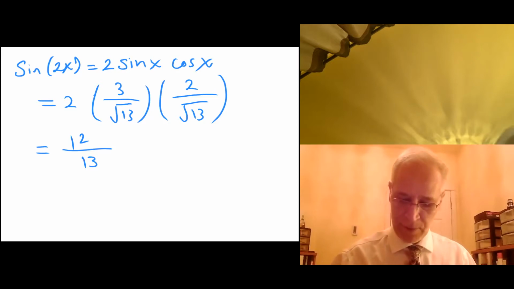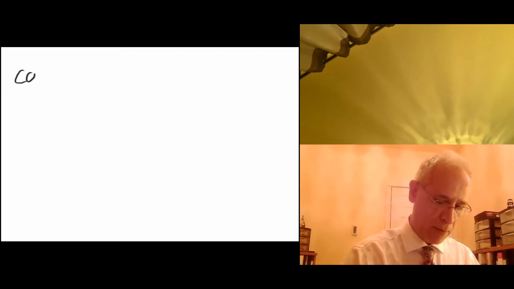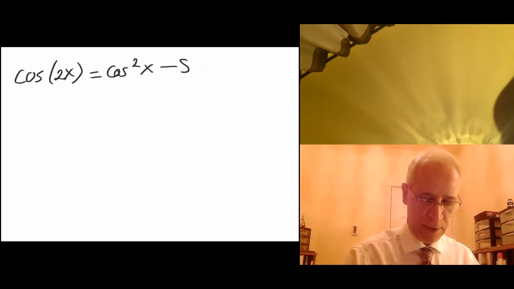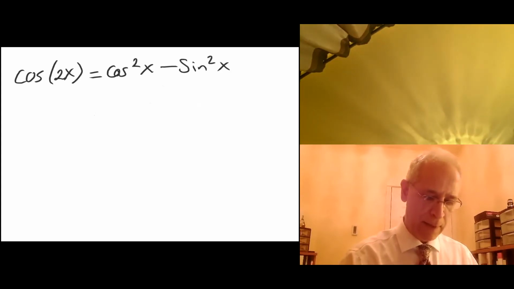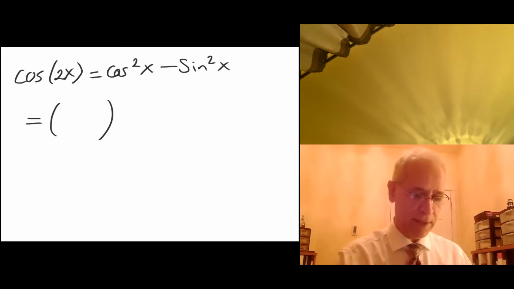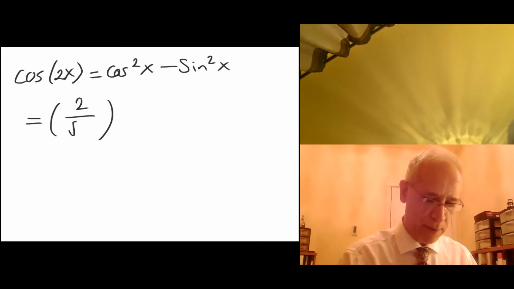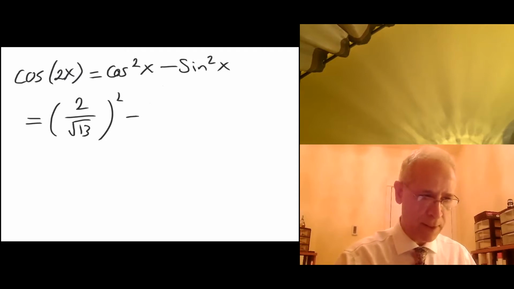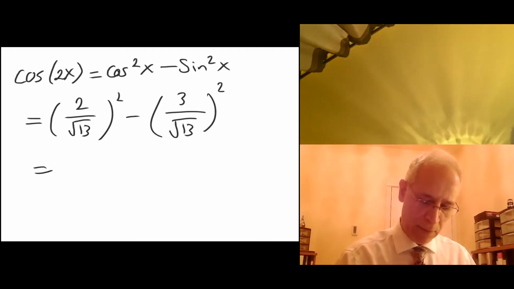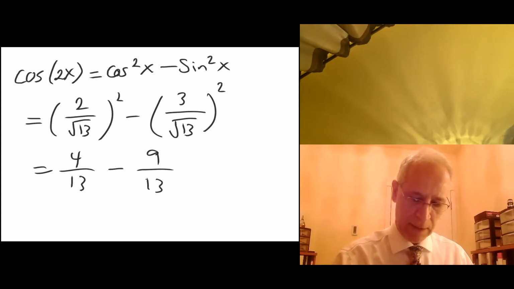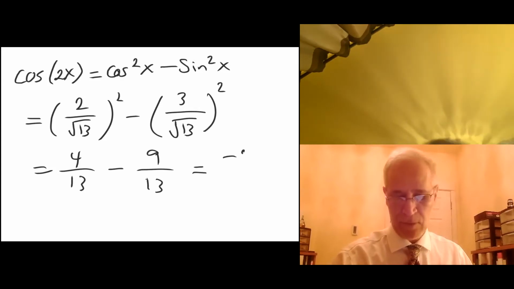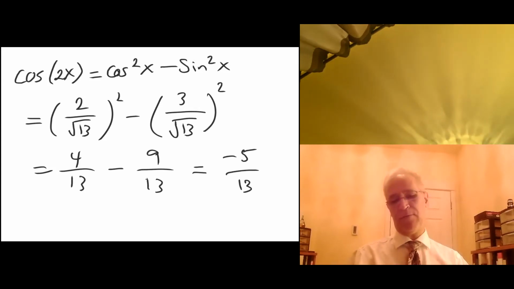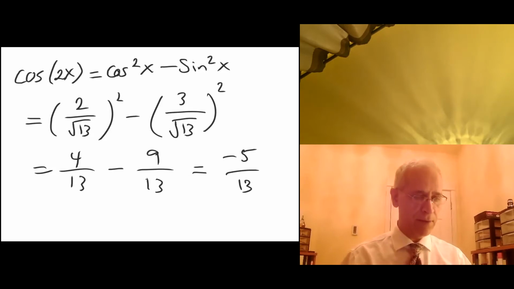And now cosine of 2x. Cosine of 2x equals cosine squared of x minus sine squared x. That equals, cosine we decided was 2 over root 13 to the second minus 3 over root 13 to the second. That equals 4 over 13 minus 9 over 13, and that equals negative 5 over 13. So cosine of 2x equals negative 5 over 13.